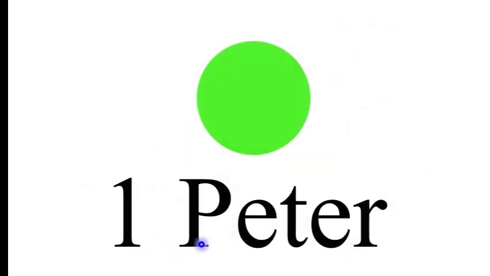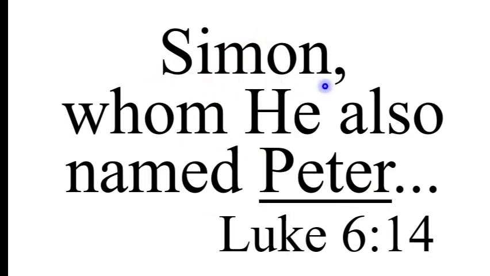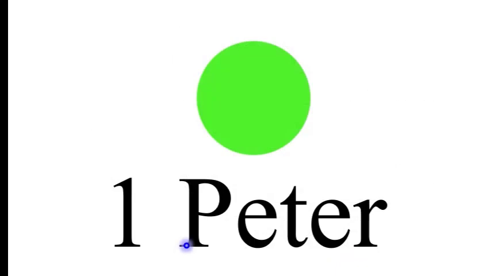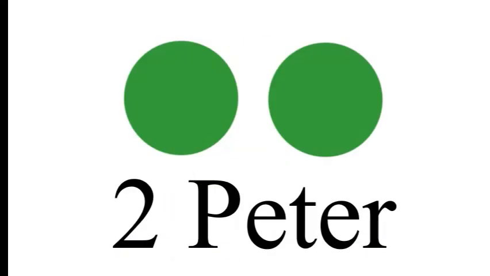The icon for 1 Peter is one light green stone because the Bible says, "Simon, whom he also named Peter." Luke 6:14. Since Jesus renamed Simon to Peter, which means a stone, one light green stone is the icon for 1 Peter. The icon for 2 Peter is two dark green stones.